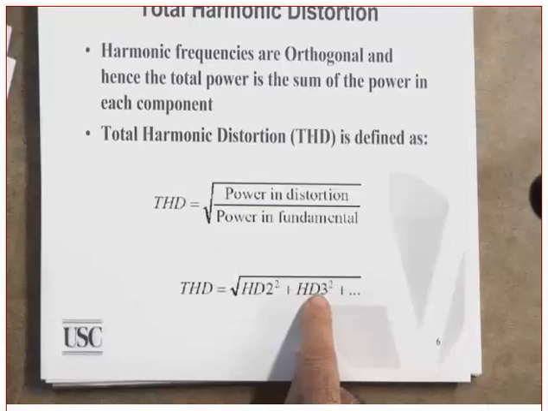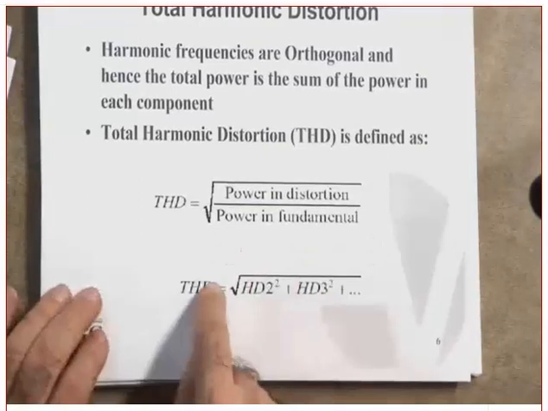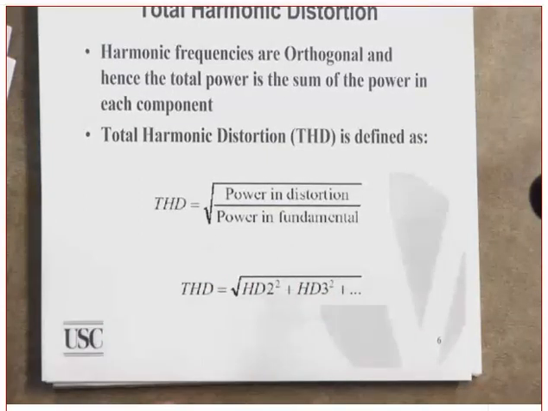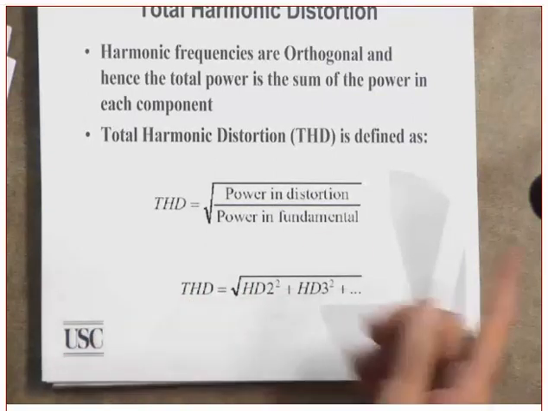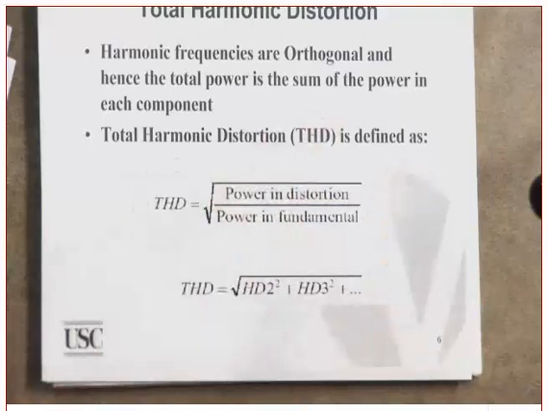Ratio of powers. Yes? Why am I taking the square root? Because this is a ratio of voltages. Do you understand that or not? So you take the square root. That is called the total harmonic distortion. Clear? Did you understand why I added the power?